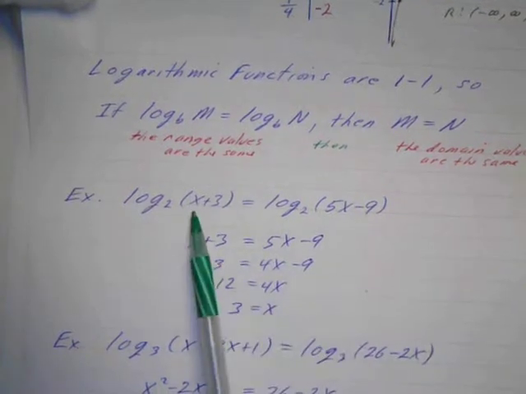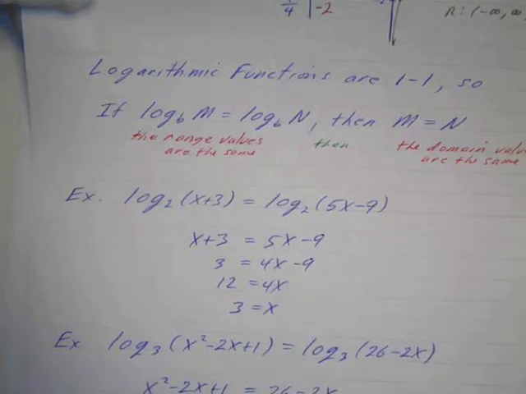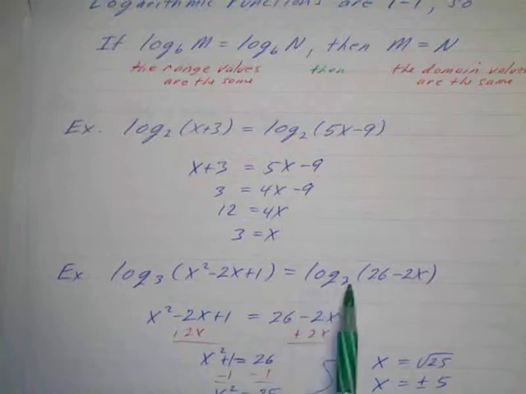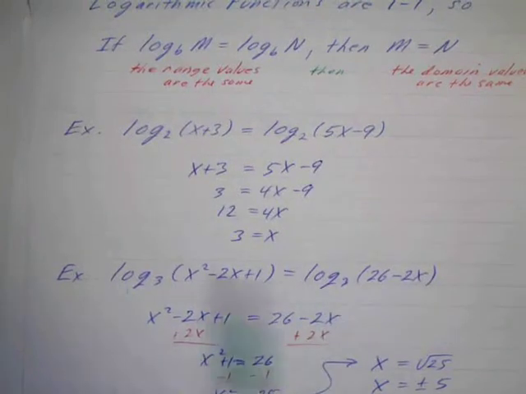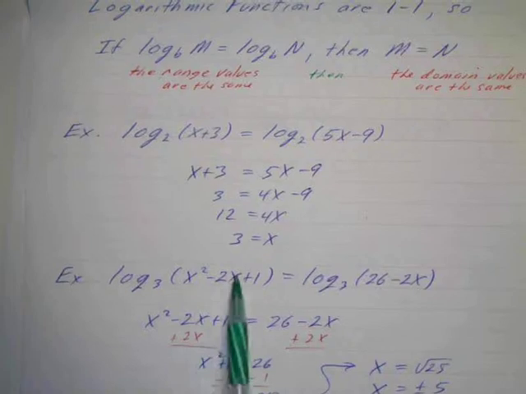So we can just write a simple equation, x plus 3 equals 5x minus 5. That would be easy to solve. This was another example. Same base, same log, so this range element equals that range element, so the domain elements are the same. So we can just come up with this equation here.